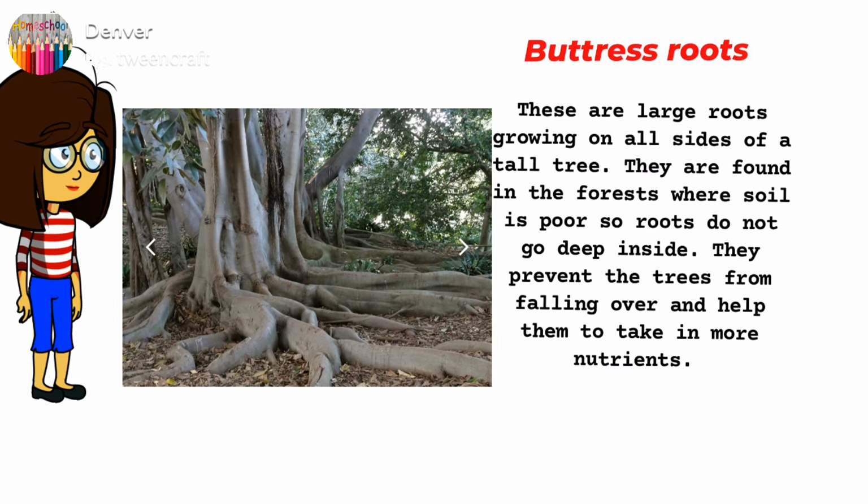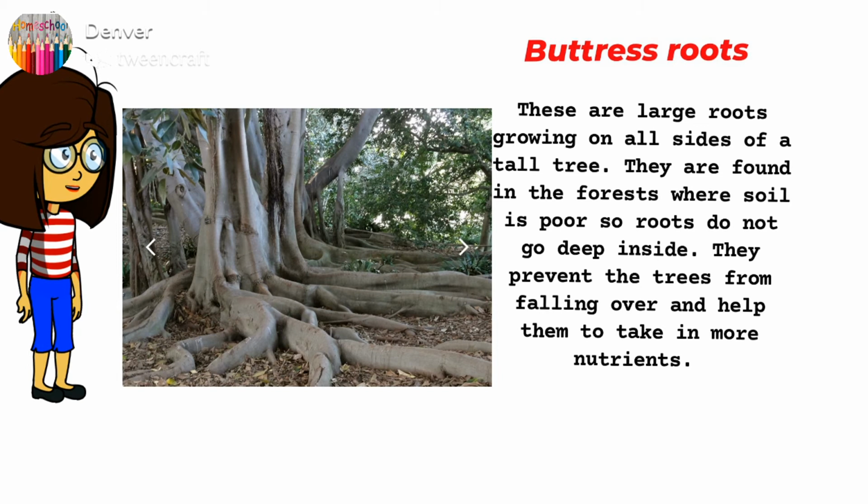Buttress roots. These are large roots growing on all sides of a tall tree. They are found in forests where the soil is poor, so roots do not go deep inside. They prevent the trees from falling over and help them to take in more nutrients.